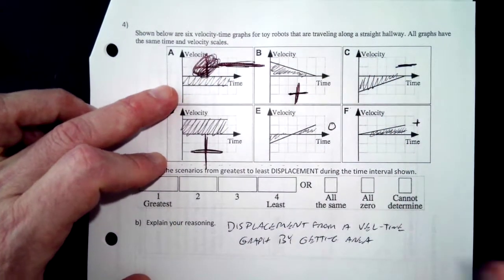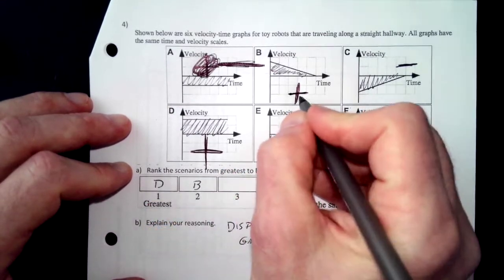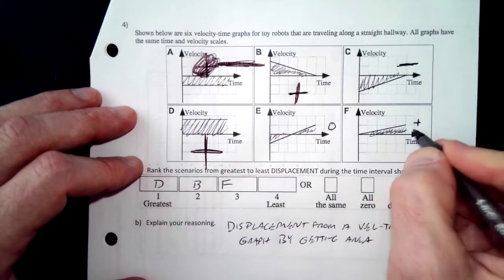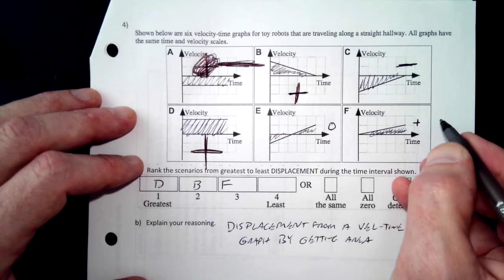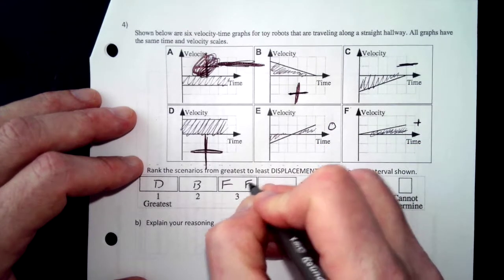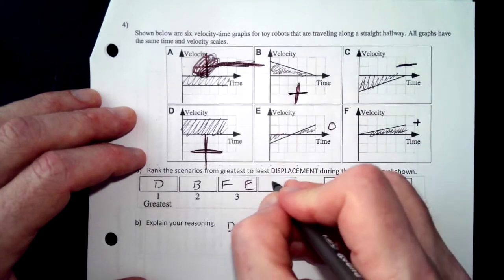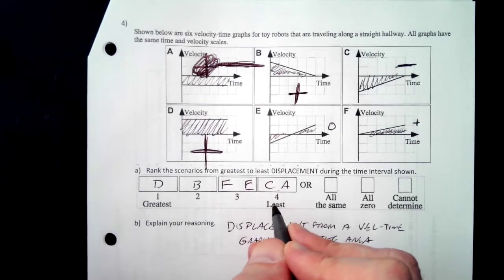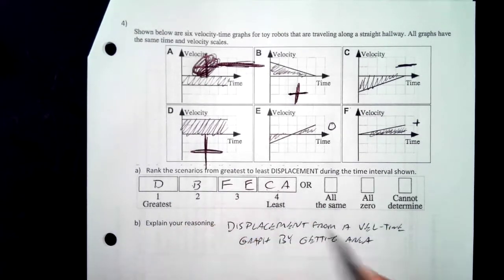So I now have my ranking. D is the biggest positive. B is the next biggest positive. F is the next biggest positive. Then I've got E, and I ran out of spaces here. And then I'm going C and A. By putting these in the boxes, I'm not saying they're the same. I am saying literally it's D, B, F, E, C, A.